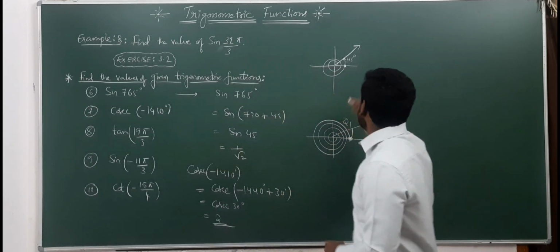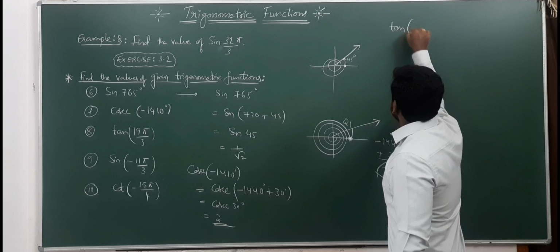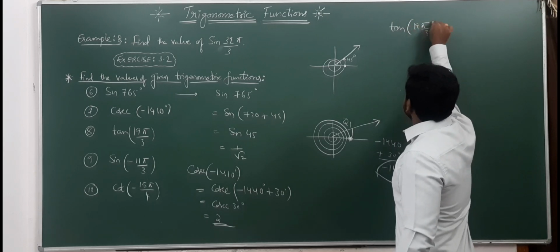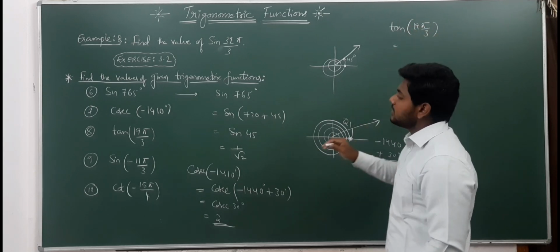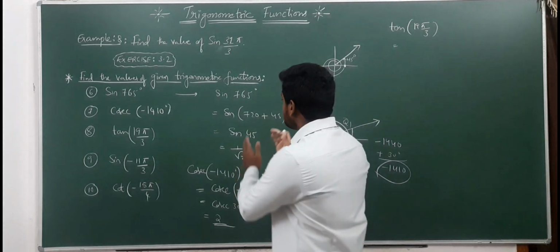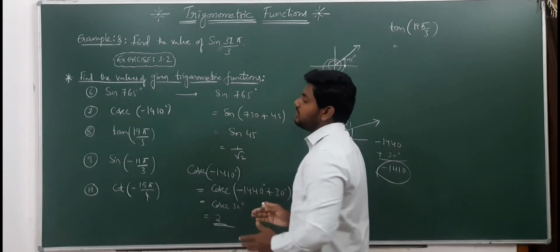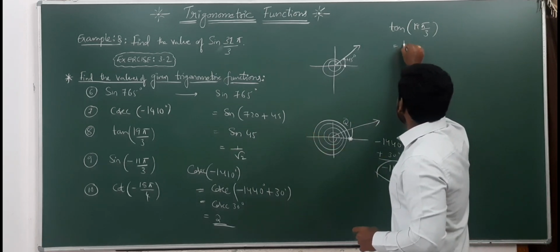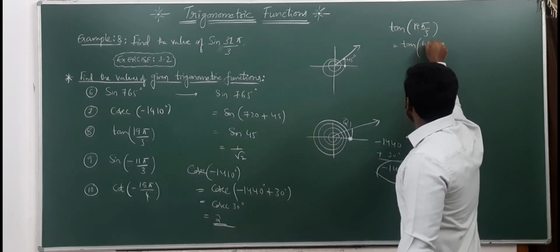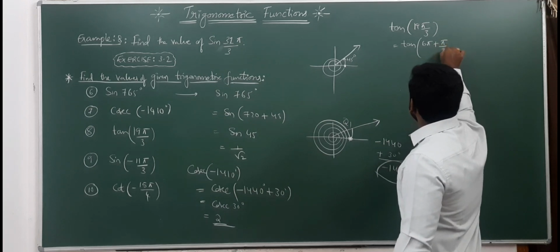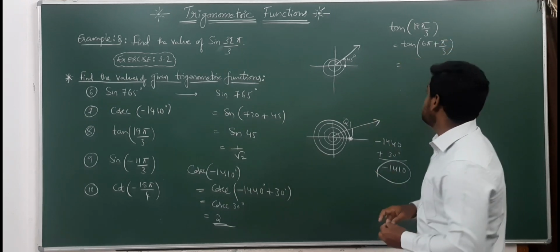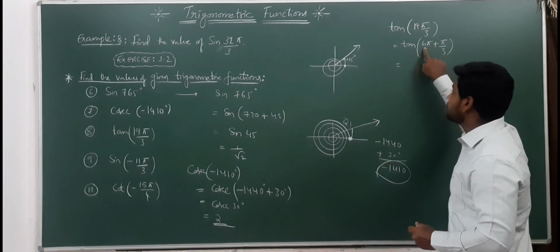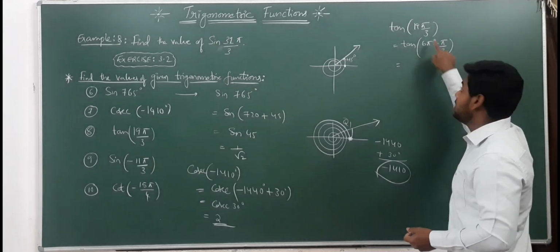Next, when it comes to tan 19 pi by 3. See here, these questions are all very easy to solve, but at which point we have to minimize, you need to identify. This tan 19 pi by 3, I will write it as 6 pi plus pi by 3. Simplify this: 3 sixes are 18, 18 plus pi, 19 pi by 3.